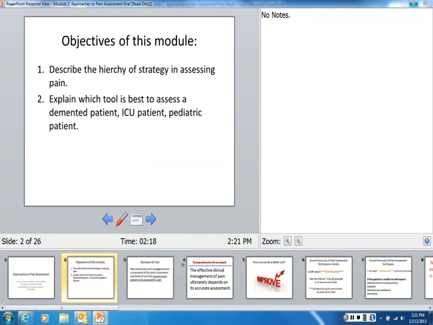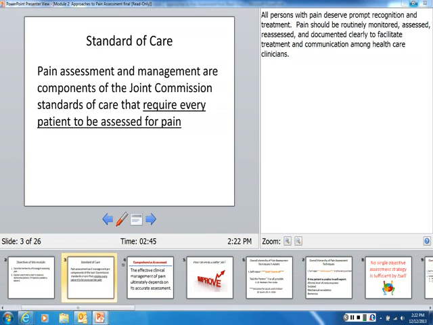Okay, let's get started. The objectives of this module are pretty simple. At the end of the video, you should be able to describe the hierarchy of strategy in assessing pain. And then the second thing you'll be able to do is explain which behavioral tool is best to assess different types of patients, like a demented patient, an ICU patient, or a pediatric patient. Okay, let's jump right in.